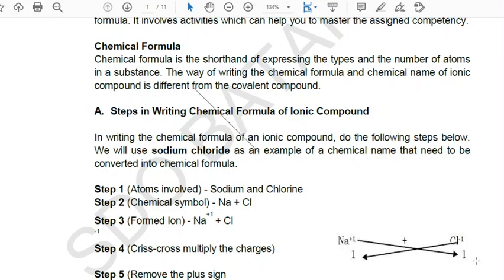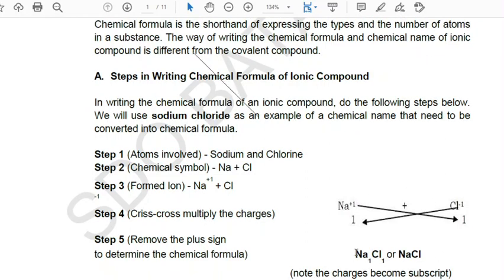So, ang sodium ay 1, ililipat lang natin sa Cl. Yung 1 din ang sa Cl, ililipat natin sa sodium. Tapos tatanggalin na natin yung mga signs nito kung positive siya or negative. So, you'll end up with Na1Cl1. But, we are removing this 1 in the formula. Instead, we just write NaCl. And that's already the chemical formula of sodium chloride.